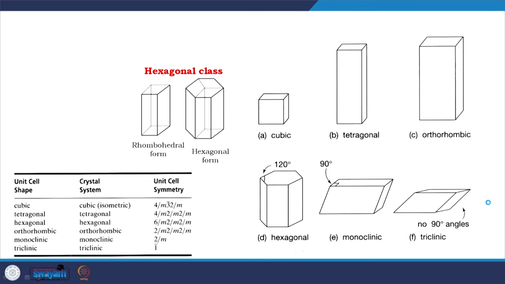So, as I told, the unit cell shapes are cubic, tetragonal, hexagonal, orthorhombic, monoclinic and triclinic. Crystal systems are cubic, tetragonal, hexagonal, orthorhombic, monoclinic and triclinic. Here you see 6, but we have 7 because the hexagonal class has 2, the rhombohedral form and the hexagonal form.